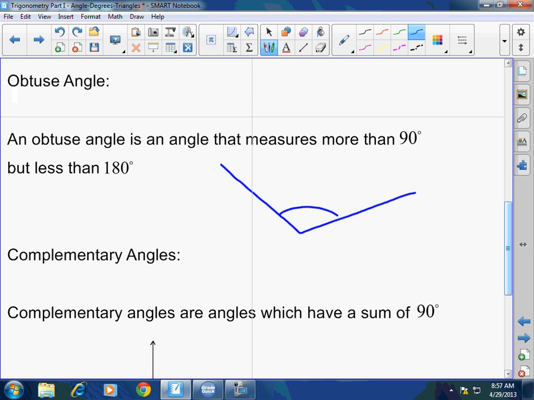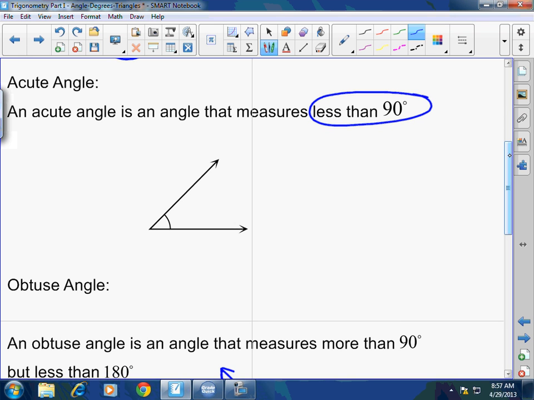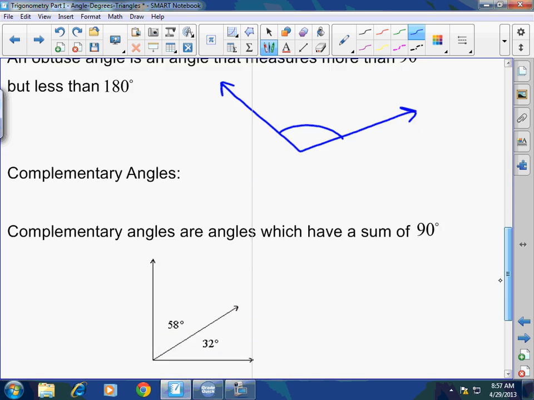Okay? That's obtuse. Greater than 90, but less than 180. Has to be greater than 90 because a 90-degree angle is a right angle. Has to be less than 180 because a straight angle is 180 degrees. So obtuse is greater than 90, but less than 180. And if I go back to acute real quick, it's less than 90, but it has to be greater than 0, yes. Has to be greater than 0. If it's not greater than 0, it's not an angle.